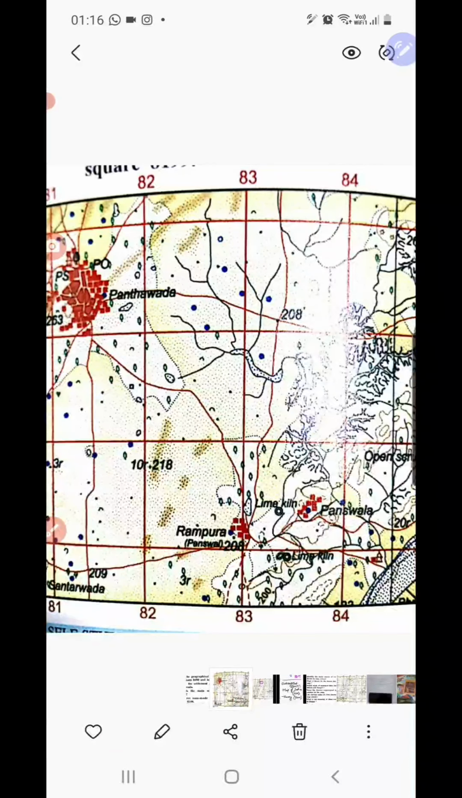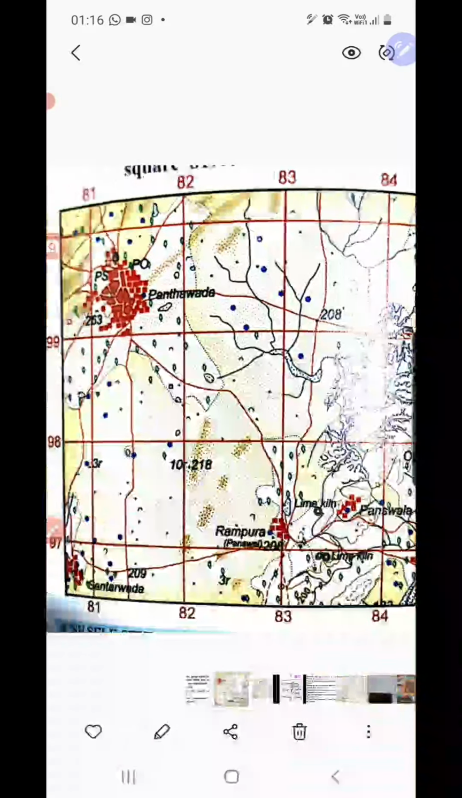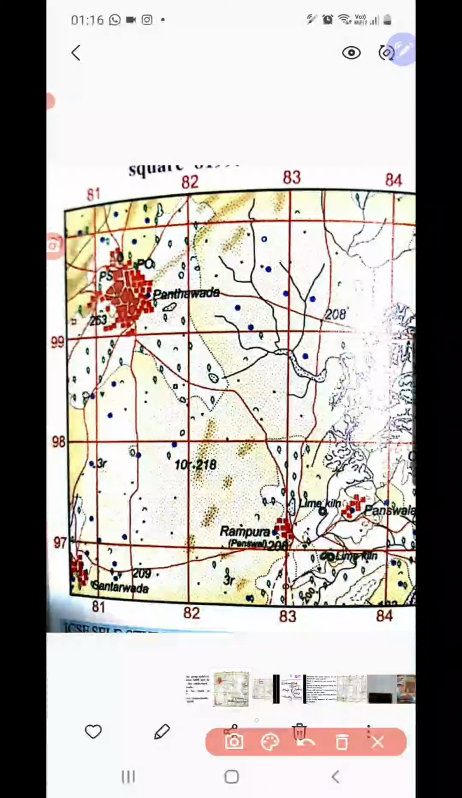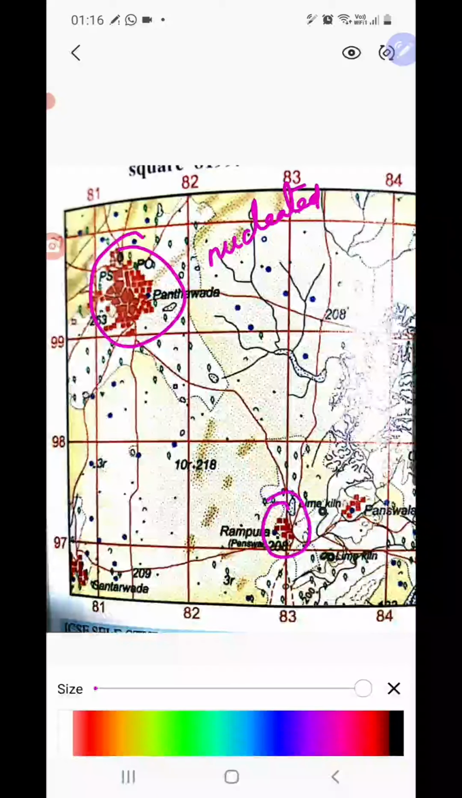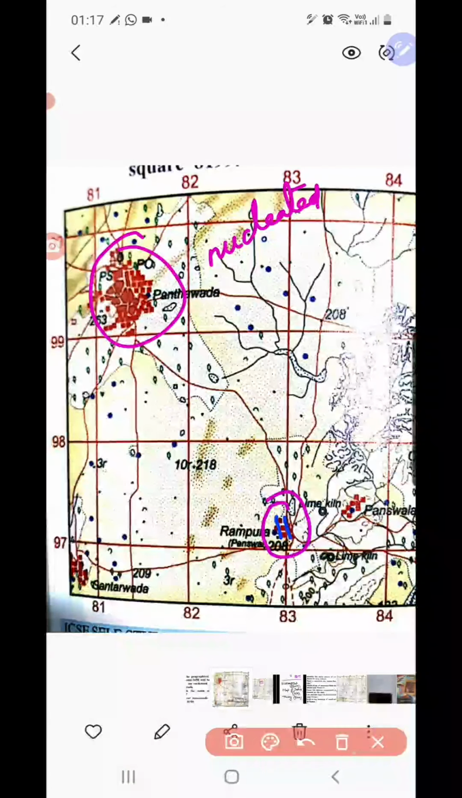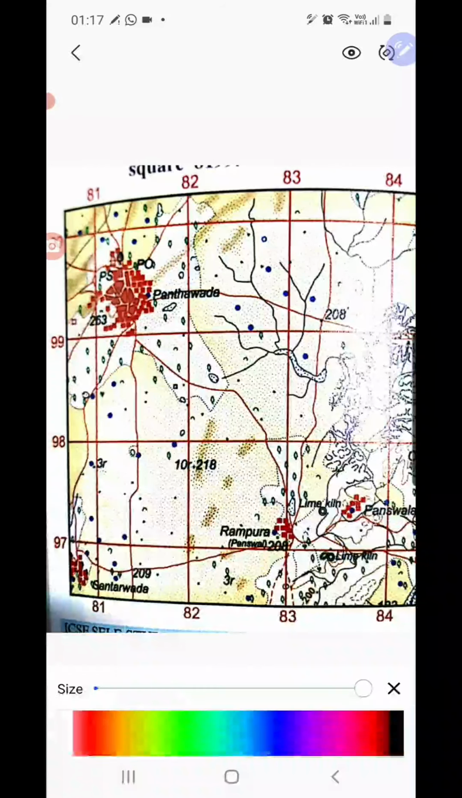Then you see Rampura, which type of settlement? You can see these squares are found in a particular line. Here it is found in a line, here also a line. So we can call it linear. The settlements which are found in a line are called linear. The settlements which are found in a cluster, in a group, are called nucleated.